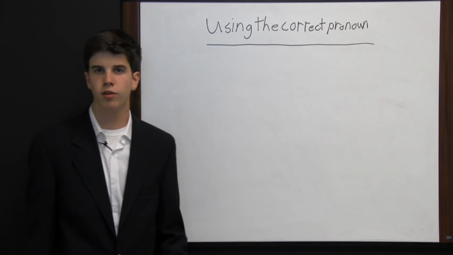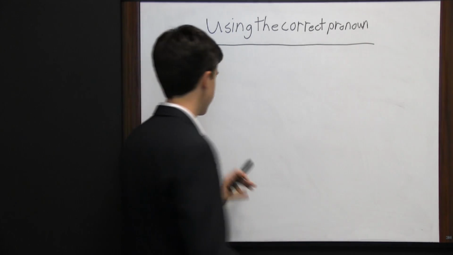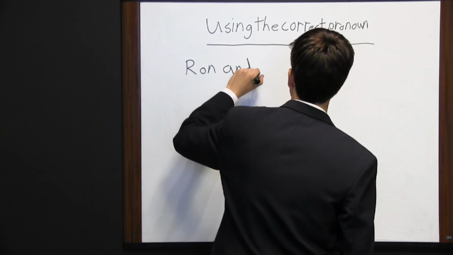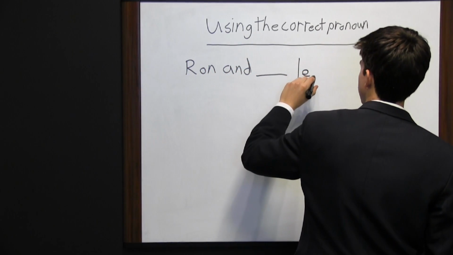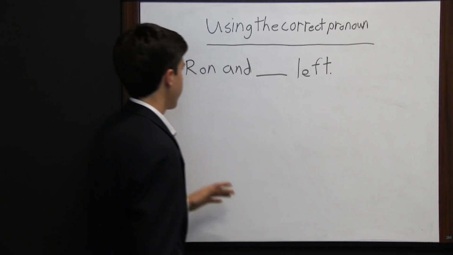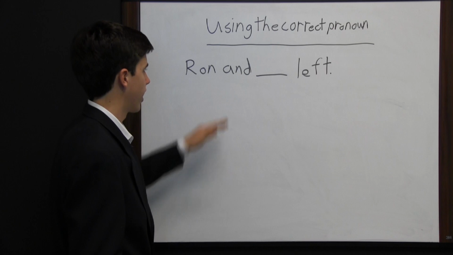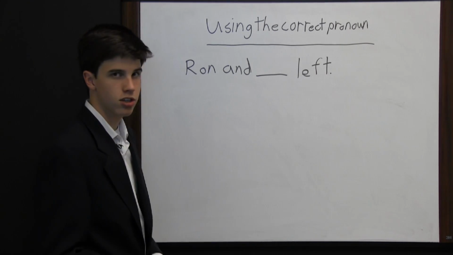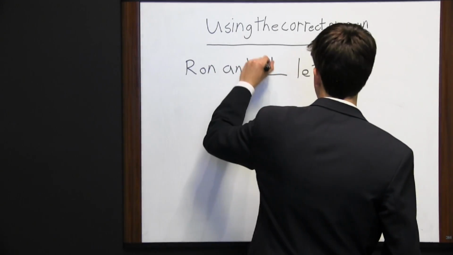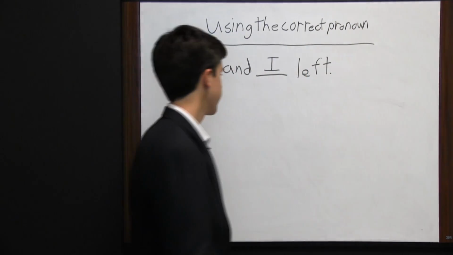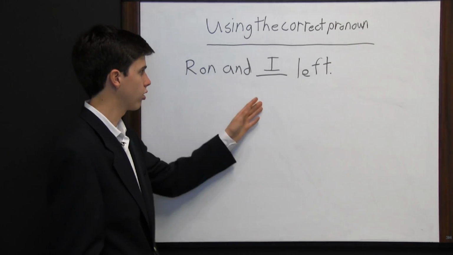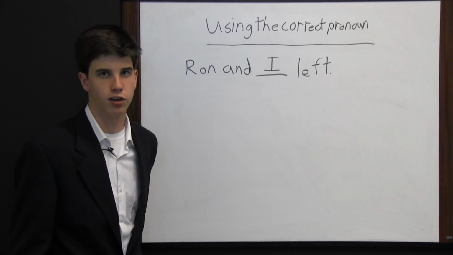Sometimes choosing the correct pronoun can be difficult. Consider this sentence. Ron and blank left. So here, you either need to insert the pronoun Ron and I left or Ron and me left. So how do you choose the correct one? Well, I'll go ahead and tell you that the correct response is I. The sentence should read, Ron and I left. Now, there is a grammatical way to come to that conclusion, but there's an easy trick to figure it out.